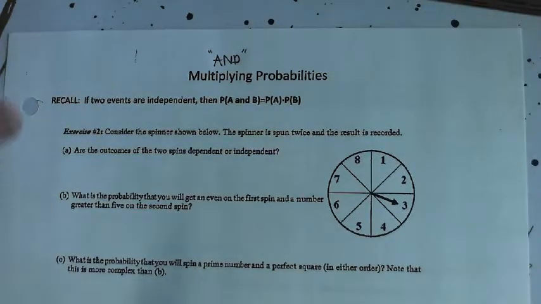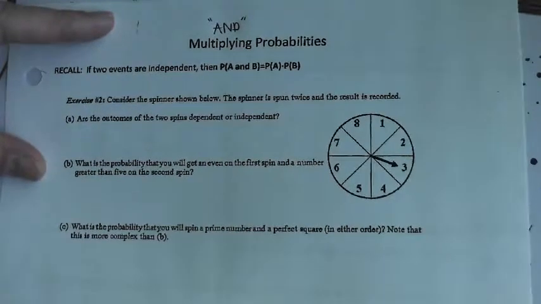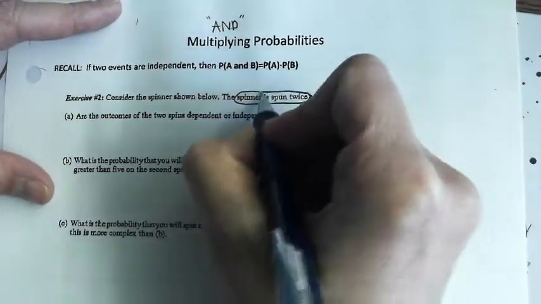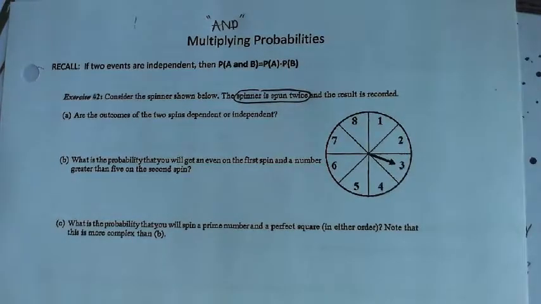So the first exercise jumps right into just a basic spinner. And it's being spun twice. So there's two events, and we're recording the results. Are the outcomes of the two spins dependent or independent?